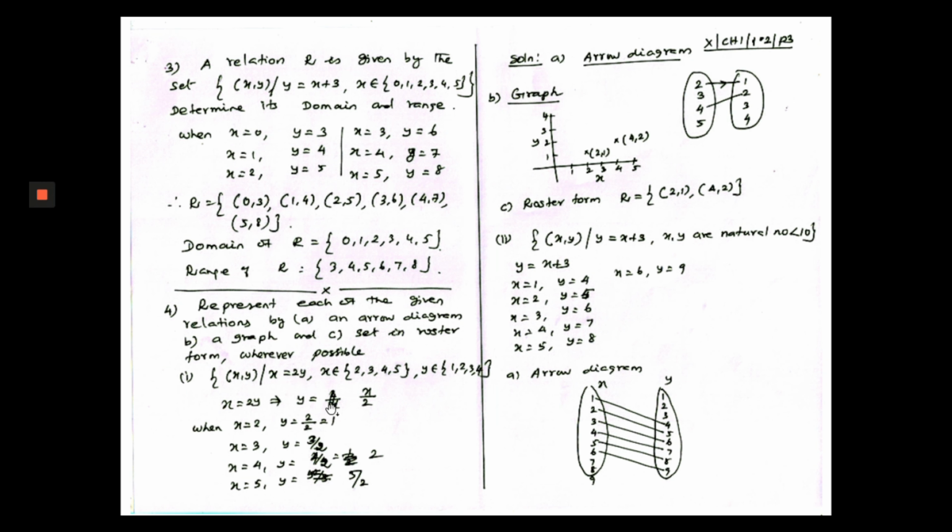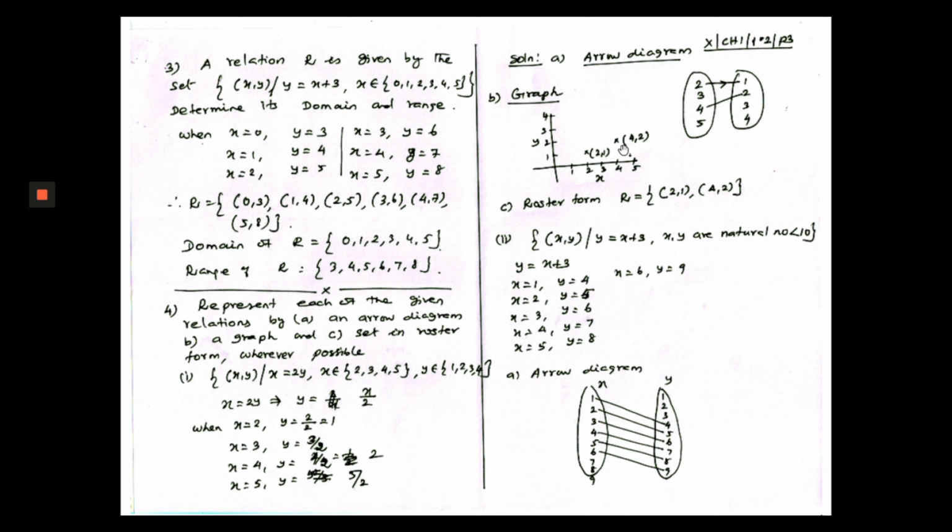Now, x is equal to 2y, then y is equal to x by 2. Now substitute: x is equal to 2, then y is equal to 1. When x is equal to 3, y is equal to 3 by 2. When x is equal to 4, y is equal to 4 by 2, which is equal to 2. When x is equal to 5, y is equal to 5 by 2.